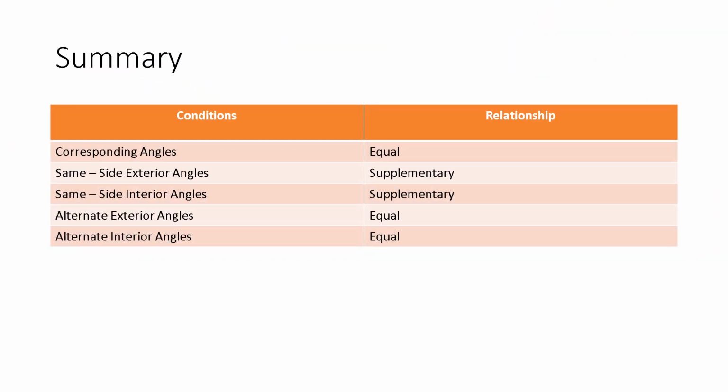The corresponding angles are equal. Same side exterior angles are supplementary. Same side interior angles are supplementary. Alternate exterior angles are equal, and also the alternate interior angles. Now, these are things that you use when you prove lines to be parallel, or they should be among their characteristics. So let's have some examples on the next slide.